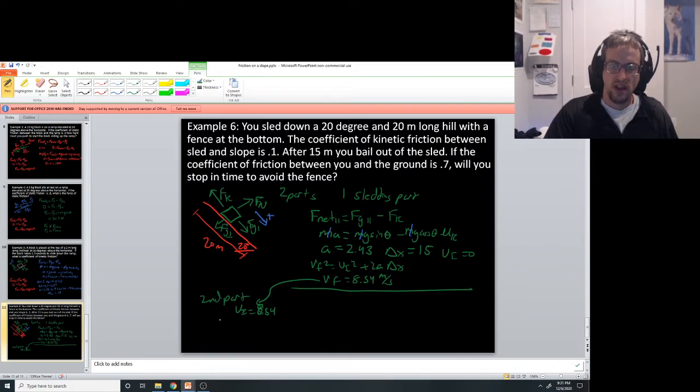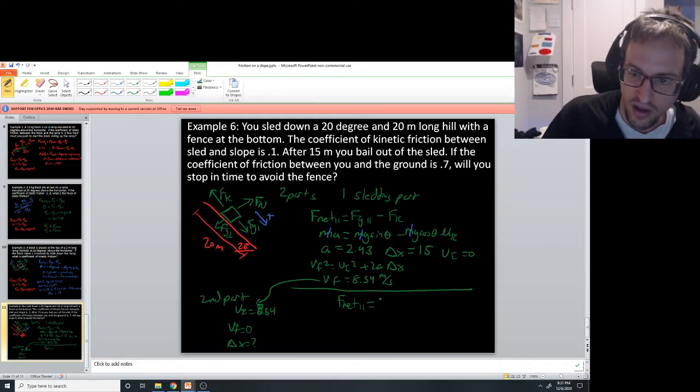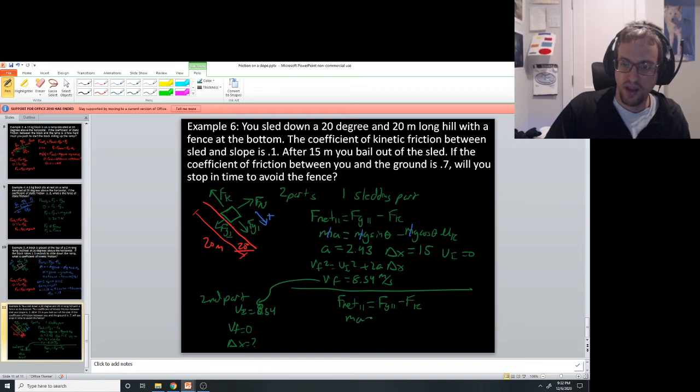There are a couple of ways to do this, but probably the best way is to find out where you stop. V final is 0, and I want to find what change in x is. But I'm actually going to do that by finding the acceleration using force. So I have F net parallel is equal to FG parallel minus FK. This is still MA equal to mg sine theta minus mg cosine theta UK.